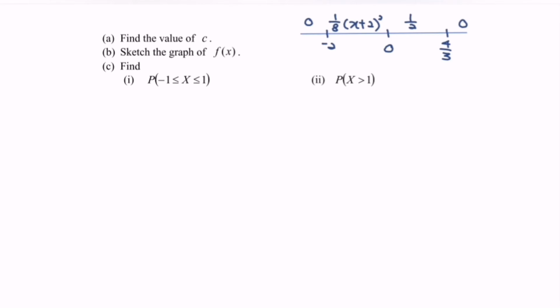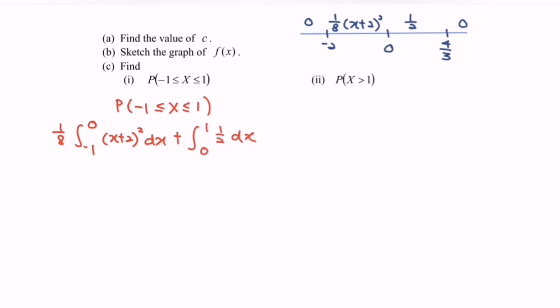Kindly refer to part C, number 1, where we have the probability that x is greater than or equal to -1 and less than or equal to 1. By referring to the number line, we have -1 until 0 for the function 1 over 8 multiplied by (x plus 2) to the power of 2 with respect to x, plus, from 0 until 1, the function 1 over 2 with respect to x. Integrate the situation, where we will have (x plus 2) to the power of 3 over 3. Factor out the 3, so we will have 1 over 24 with the limits 0 and -1.